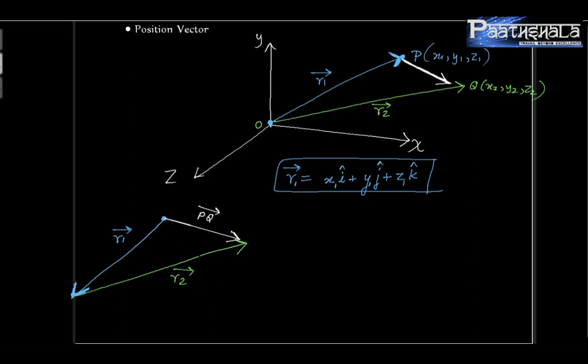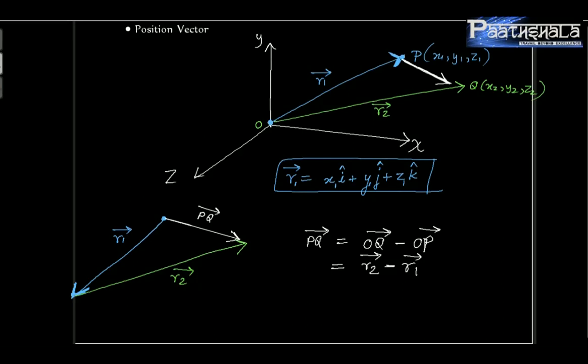Yeah, exactly. Yeah, so what we can write here is PQ bar is equal to OQ bar minus OP bar. That is equal to R2 bar minus R1 bar. Does it make sense?